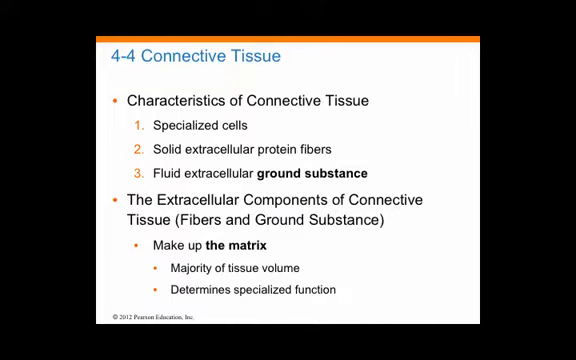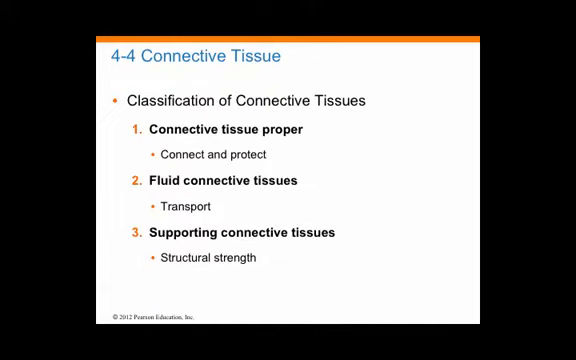There are 3 components to all connective tissues: specialized cells, protein fibers, and ground substance. The ground substance and the protein fibers make up the matrix of the cell. Know the characteristics of these 3 things in each tissue. The 3 types of connective tissue are connective tissue proper, which connects and protects, fluid connective tissue that transports, and supporting connective tissue that gives structural strength.